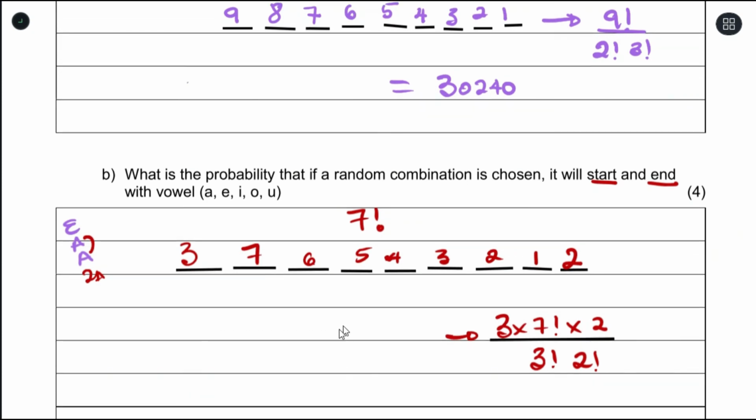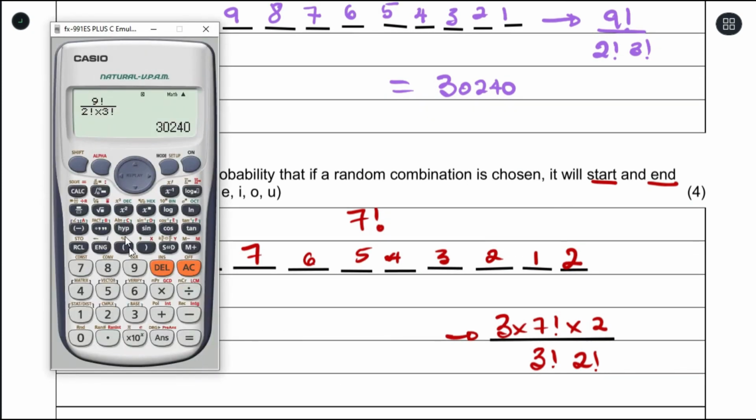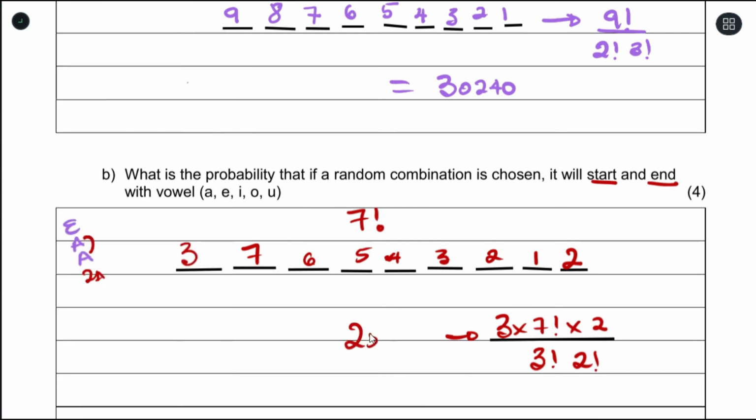So let's put all this in our calculator and see what the answer will be. The answer here would be 2520. Okay, but it asks us for the probability of a random combination chosen.